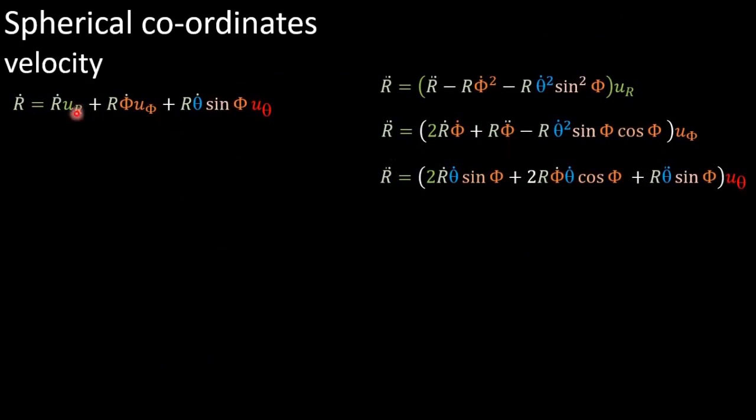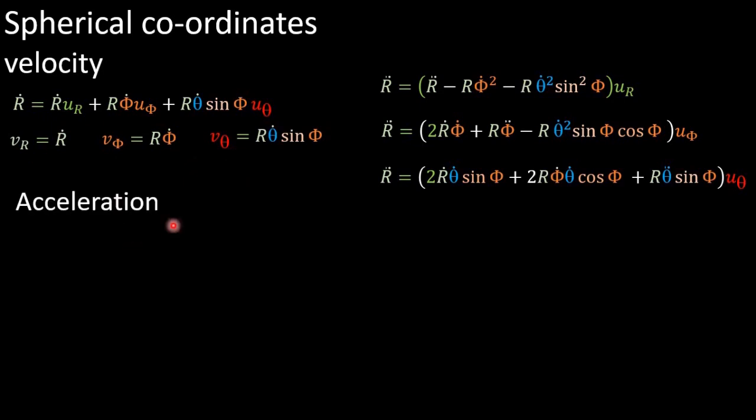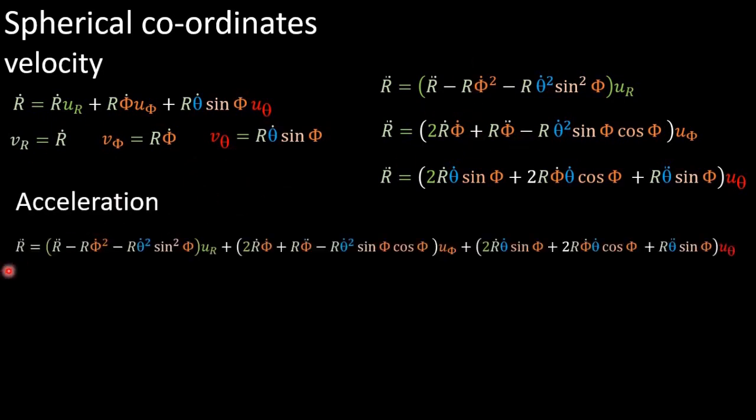So that was our expression there for velocity. r dot equals r dot times u sub r plus r times phi dot times u sub phi plus r times theta dot times sine phi times u sub theta. So we can say that the velocity in the radial direction equals r dot, from here. And we can say the velocity in the phi direction is r times phi dot, and the velocity in the theta direction is r times theta dot times sine phi. And for acceleration, I can then take these terms here and write it out fully here.